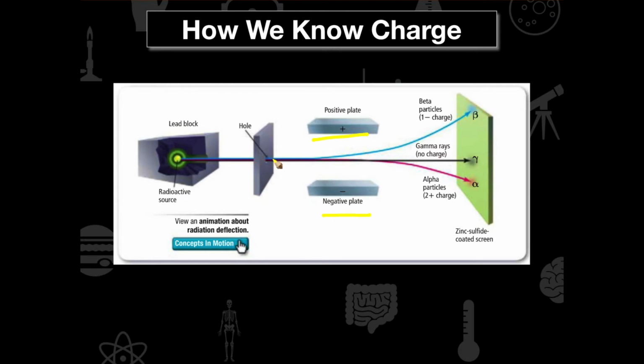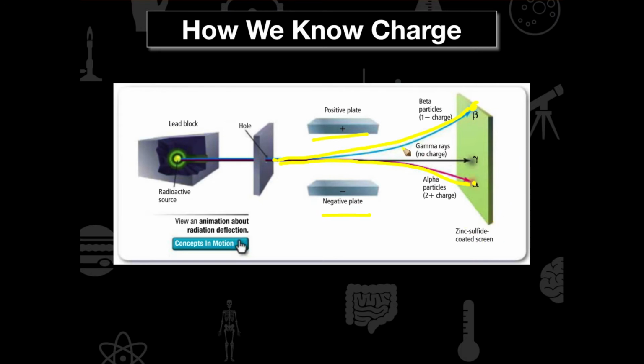And we could see the trajectory of the beta particle. It came up here, splattered on this side of the zinc sulfide coated screen. And we looked at the alpha particles, and as we ran it through positive to negative plating here, it was attracted to the negative plate. And it splatters here on this part of the screen.